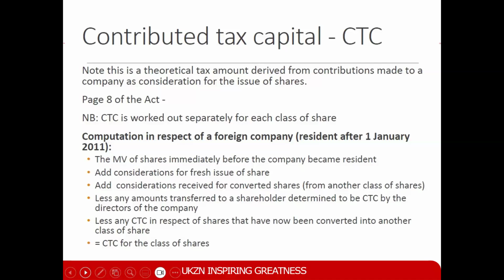Also, in case you need to compute this for a foreign company, what you need to do is take the market value of shares immediately before the company becomes a resident, this is the case of an unresident. You add consideration for fresh issues of shares, if there were new shares. Then you add consideration received for converted shares. Remember, if it's a foreign company, you might be converting shares. You less any amounts transferred to shareholders determined to be CTC. That's why, if there is an amount transferred to shareholders determined as CTC, you've got to deduct that, because that doesn't form part of your capital now, because there has been a reduction through CTC. You less any CTC in respect of shares that have been converted, then CTC for the class of shares.